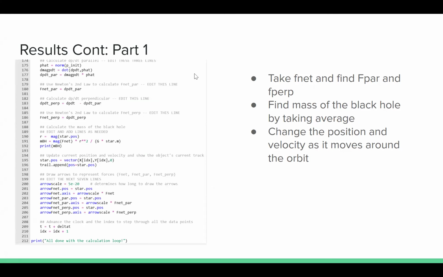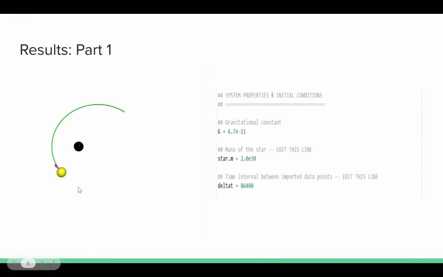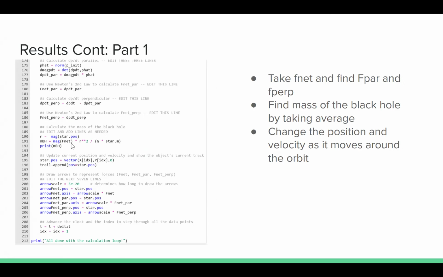And so to continue, what we did with that net force was we found the F net perpendicular and the F net parallel. That helps us find the mass of the black hole by taking the averages of those forces. Then we changed the position of the star as it trails around the black hole to help us visualize it. And lastly, we created a bunch of stars and axes and arrows that point in the direction to help us visualize that. So if we go back here, this is what it looked like at the end.